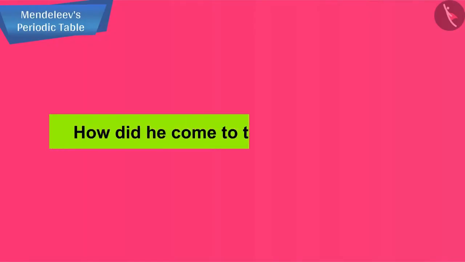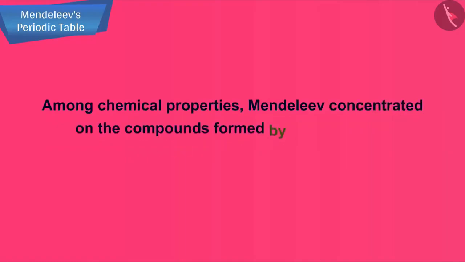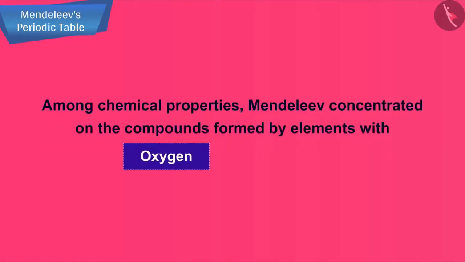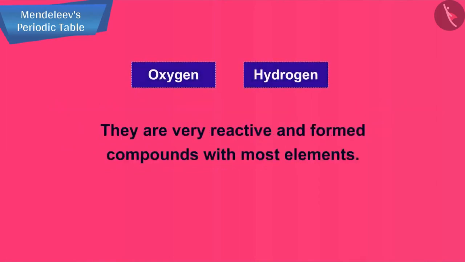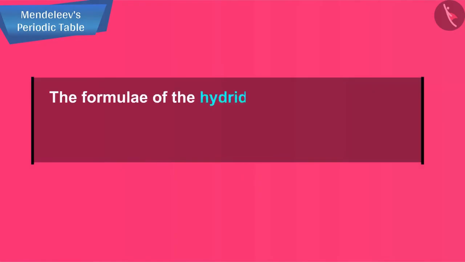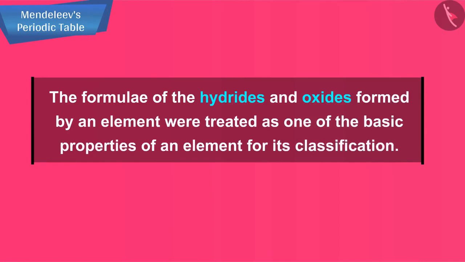How did he come to this periodic law? Among chemical properties, Mendeleev concentrated on the compounds formed by elements with oxygen and hydrogen. He selected hydrogen and oxygen as they are very reactive and formed compounds with most elements. The formulae of the hydrides and oxides formed by an element were treated as one of the basic properties of an element for its classification.